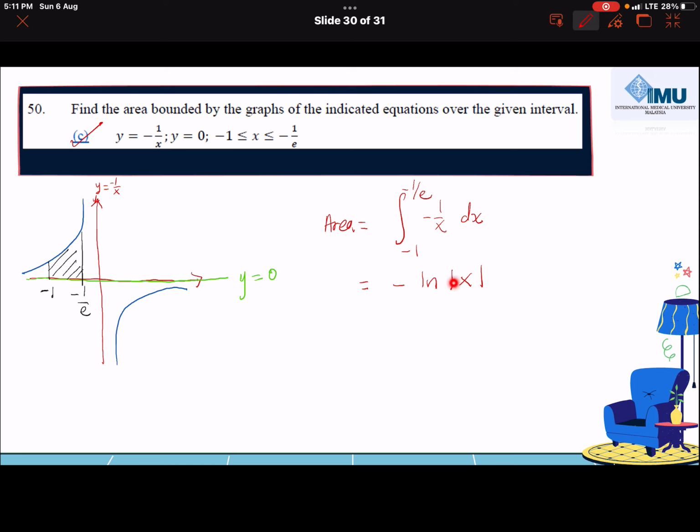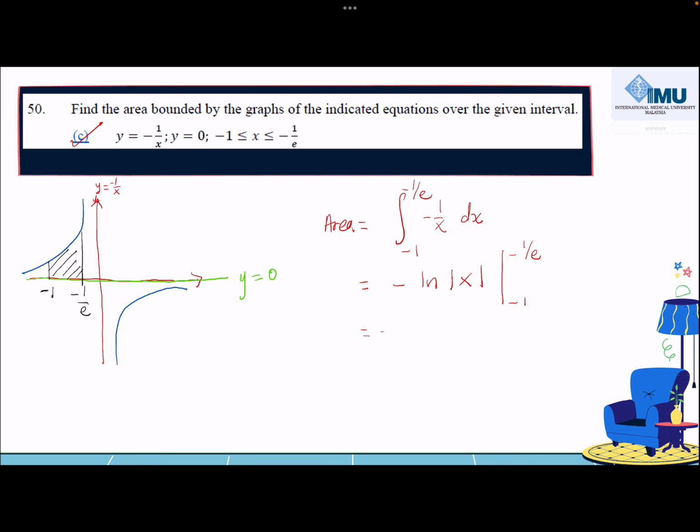Don't forget to put the modulus sign. Now, since it's a definite integral, you have to substitute in the limits. First of all, substitute the upper limit. You will obtain negative ln, where x is going to be negative 1 over e. But because of the modulus symbol, anything inside here will be positive. So I'm going to straightforwardly put it as positive 1 over e only.